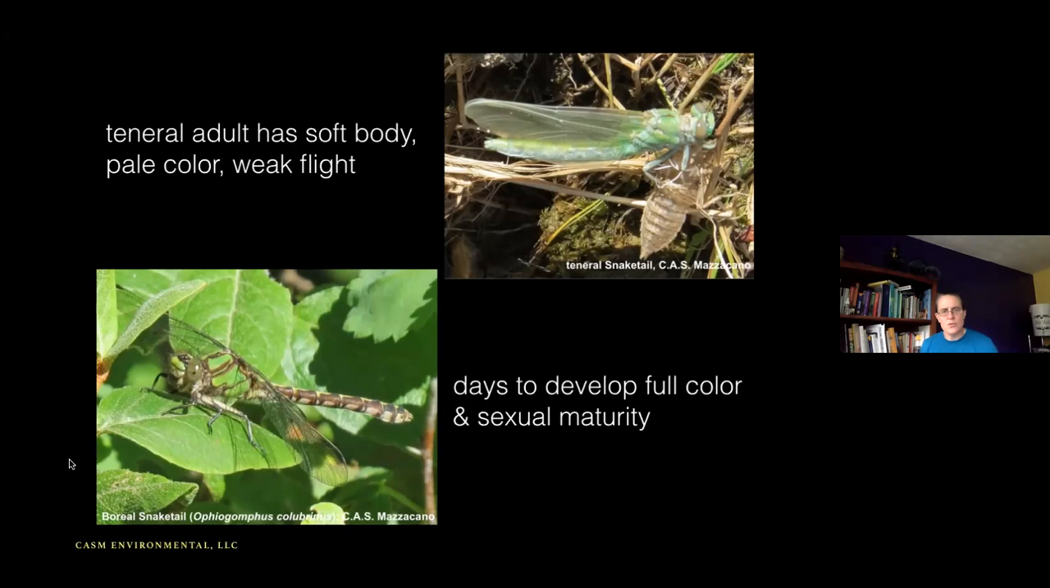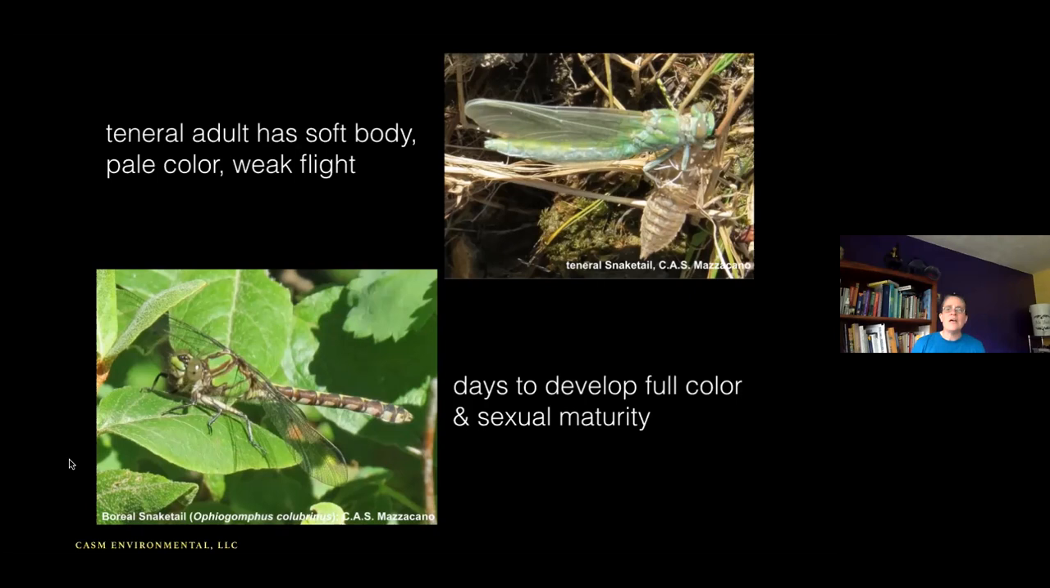And if you look from the upper right corner, that teneral adult, to the lower left, that's the immature versus the adult. And you see there are a lot of changes that are going to go on. So these immature forms are not yet ready to reproduce. They're not sexually mature. And generally, as I said, they're soft, they're squishy. Birds and other predators like to eat them. Dragon and damselflies will prey on each other. There's a lot of cannibalism that can happen.